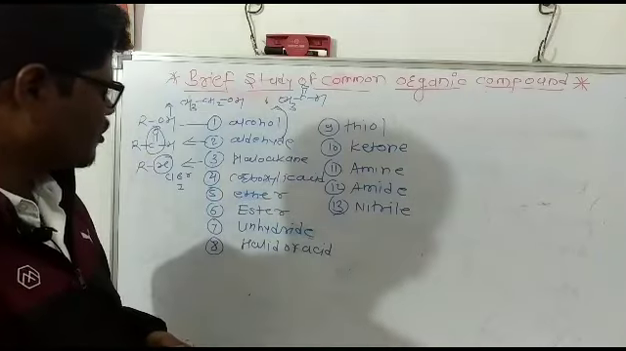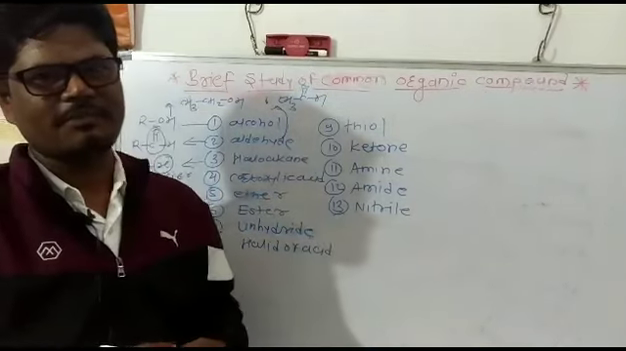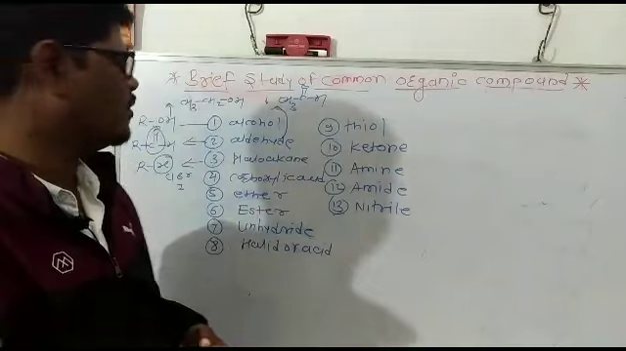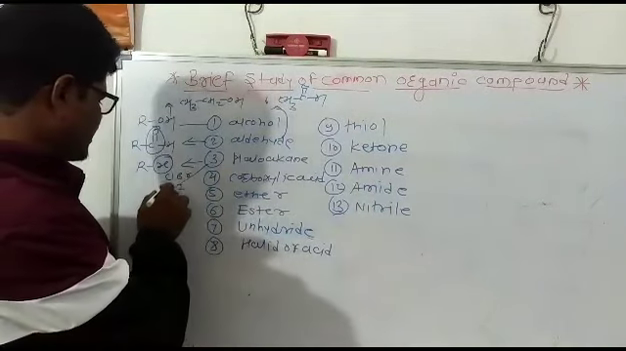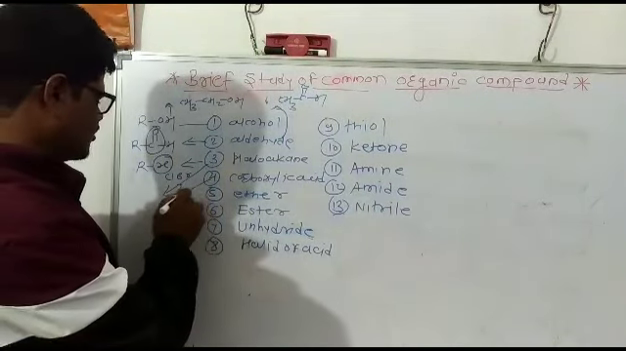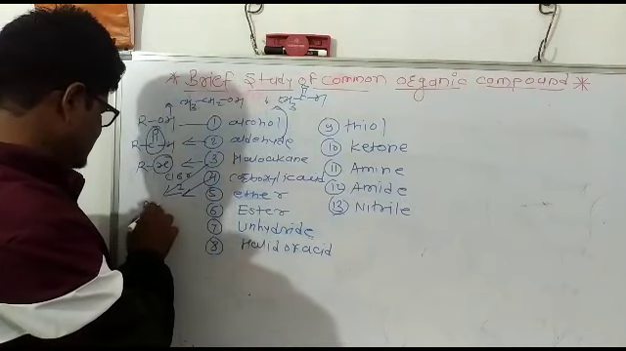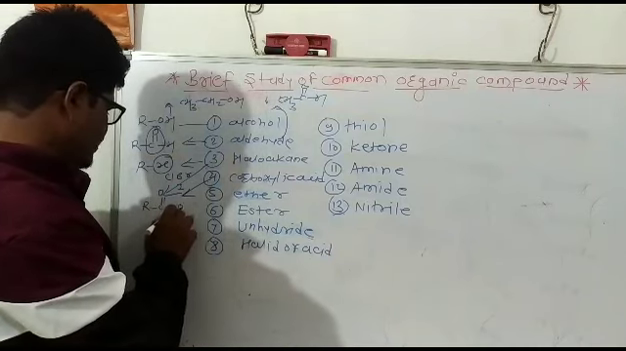After that, the carboxylic acid group. The compound which contains RCOOH in its structural formula is called a carboxylic acid, that is RCOOH.